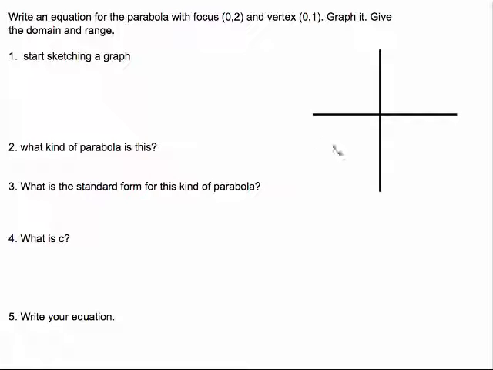Now we're going the other direction. We are writing the equation for the parabola. We did this for circles. We did this in college algebra for lines. We're going to have some information. We're going to use that information to write the equation of the parabola.